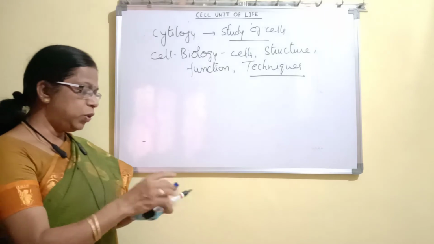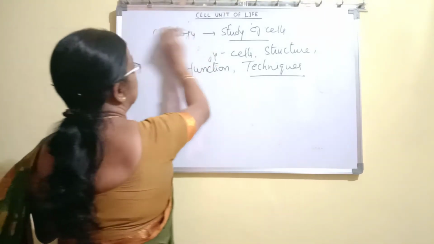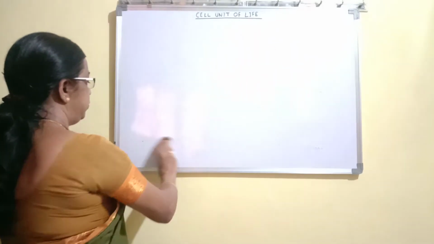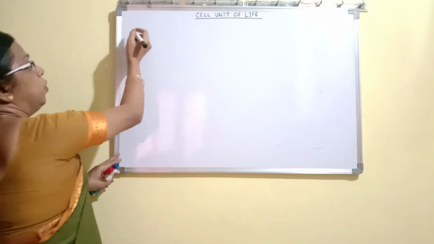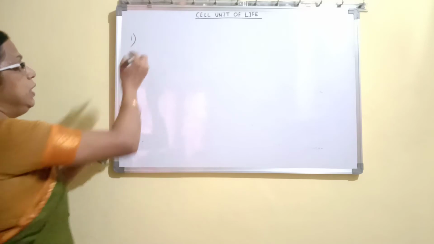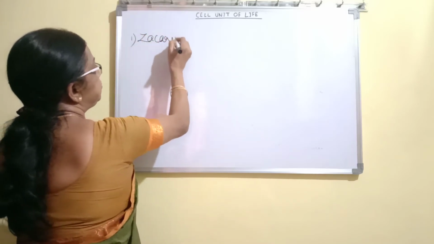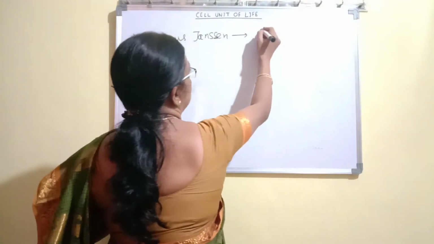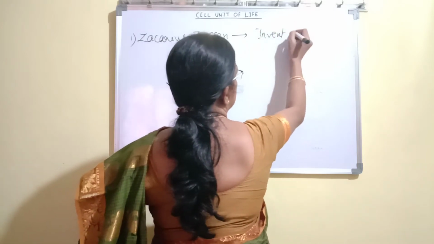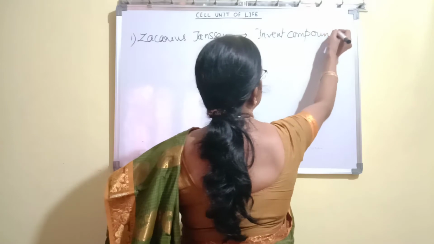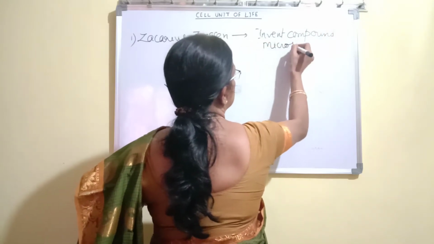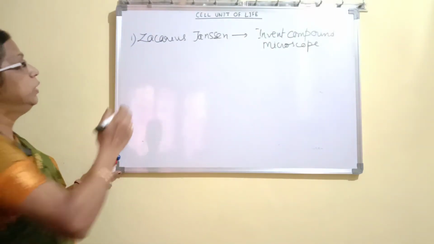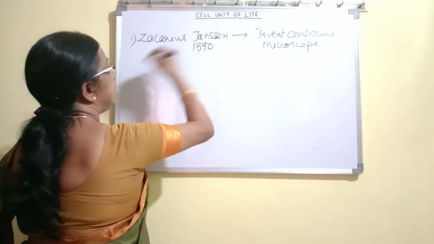Now let us go to the brief history of the cell, the historical aspect, how cytology was developed. The first study in the field is by Zacharias Janssen, who was the first one to invent the compound microscope. This is sometime in 1590.